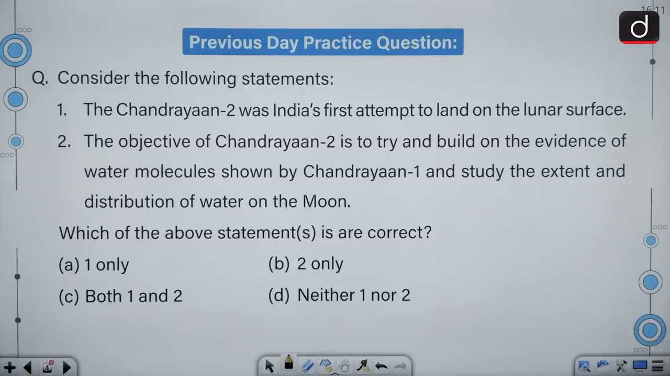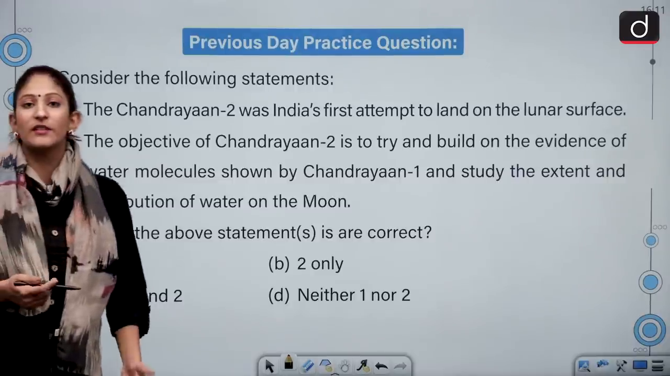Consider the following statements. Chandrayaan 2 was India's first attempt to land on the lunar surface, and the objective of Chandrayaan 2 is to try and build on the evidence of water molecules shown by Chandrayaan 1 and study the extent and distribution of water on the moon. So we have to select the correct statement.